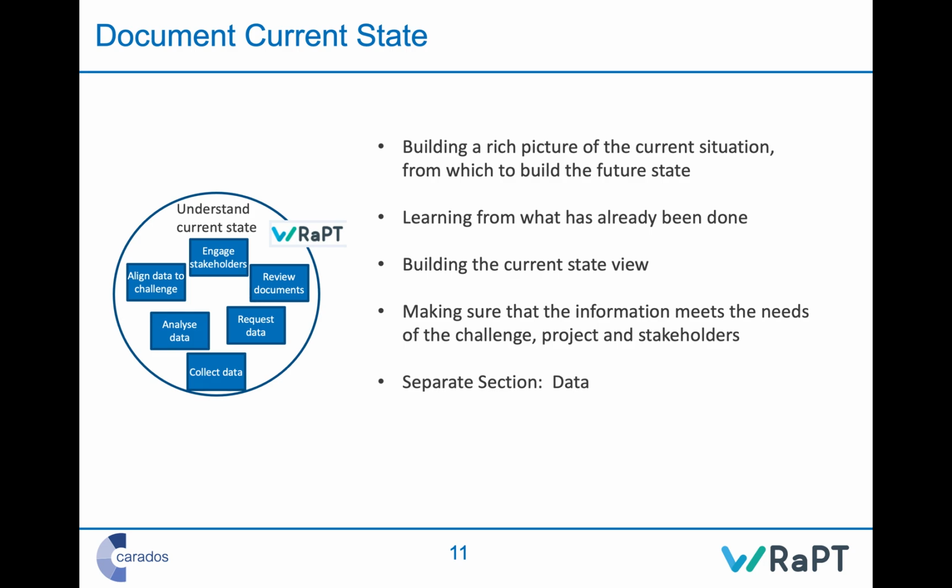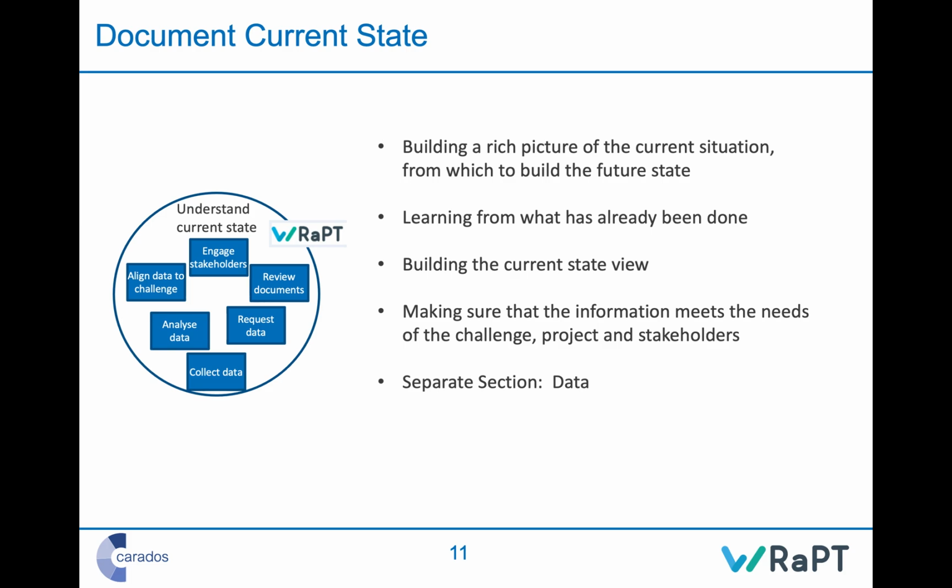And we'll talk about what is good practice when it comes to requesting data, and what sort of data you do need to collect. And there will be a separate session on data just generally, what sort of data you need to be collecting. And then finally, you're making sure the information meets the needs of the challenge, so you're aligning the data to the challenge, and then you're engaging with stakeholders, which you do at the start and at the end. So again, this is pretty circular, where you make sure that what you're collecting fits the scope and it fits what your stakeholders are expecting.